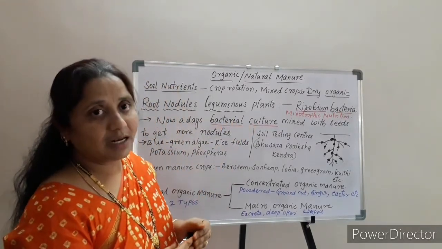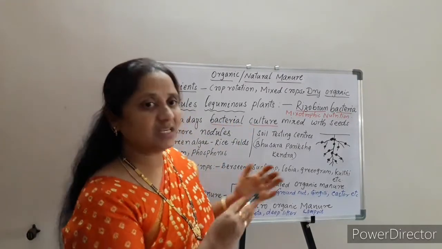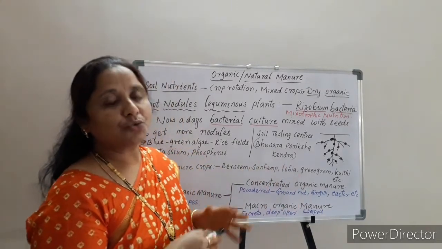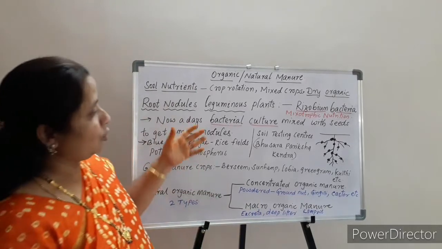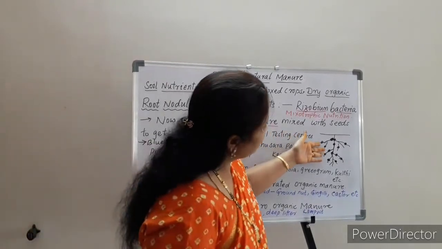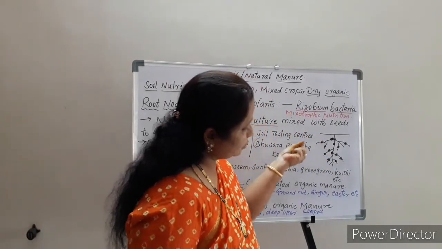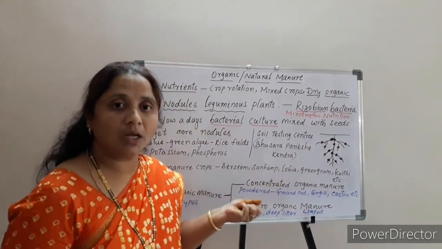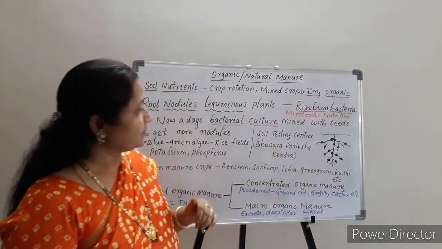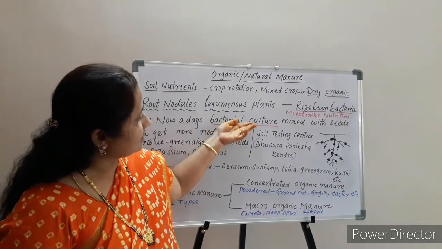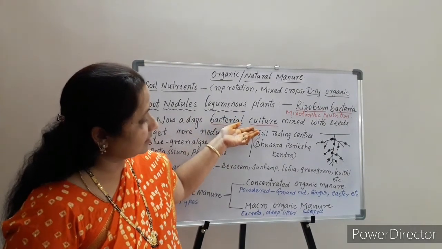A type of bacterial culture is available which is mixed with the seeds to produce more nodules in the roots. If more nodules are produced in the roots, then automatically more nitrogen is absorbed from the soil, which is helpful to increase the fertility of the soil. So this bacterial culture is helpful in this manner.